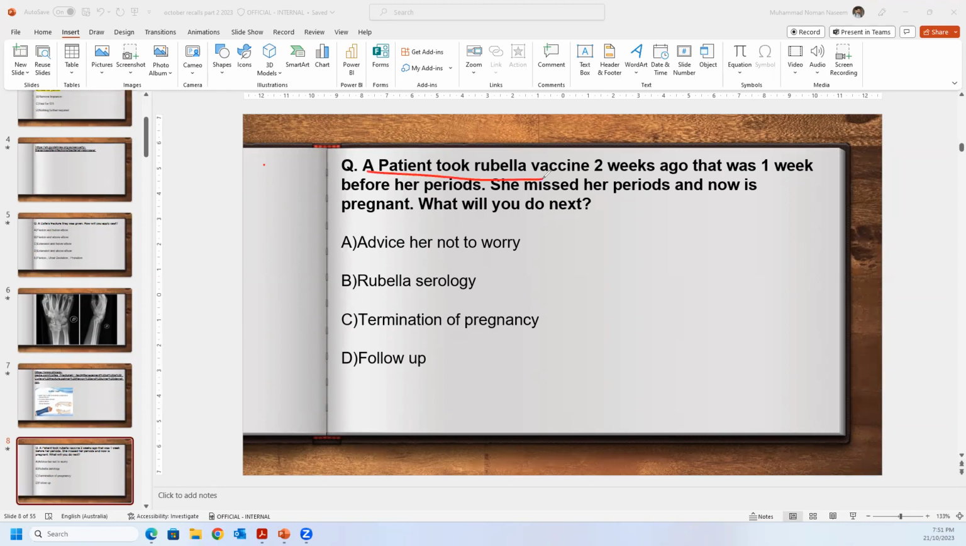Now, a patient took rubella vaccination 2 weeks ago. And 2 weeks ago, so 1 week before her periods, she missed her periods and she confirmed that she is pregnant. What will you do next? Advise her not to worry?